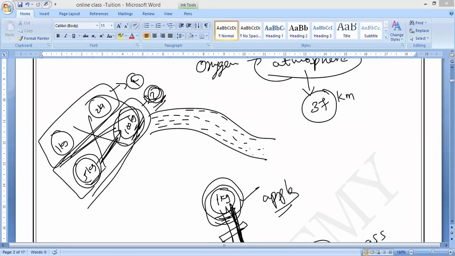So this is all about today's class, the introduction of gravitation. In today's class you should learn two things. One is gravitational force and the second one is gravity. Understand? Gravity and gravitational force.